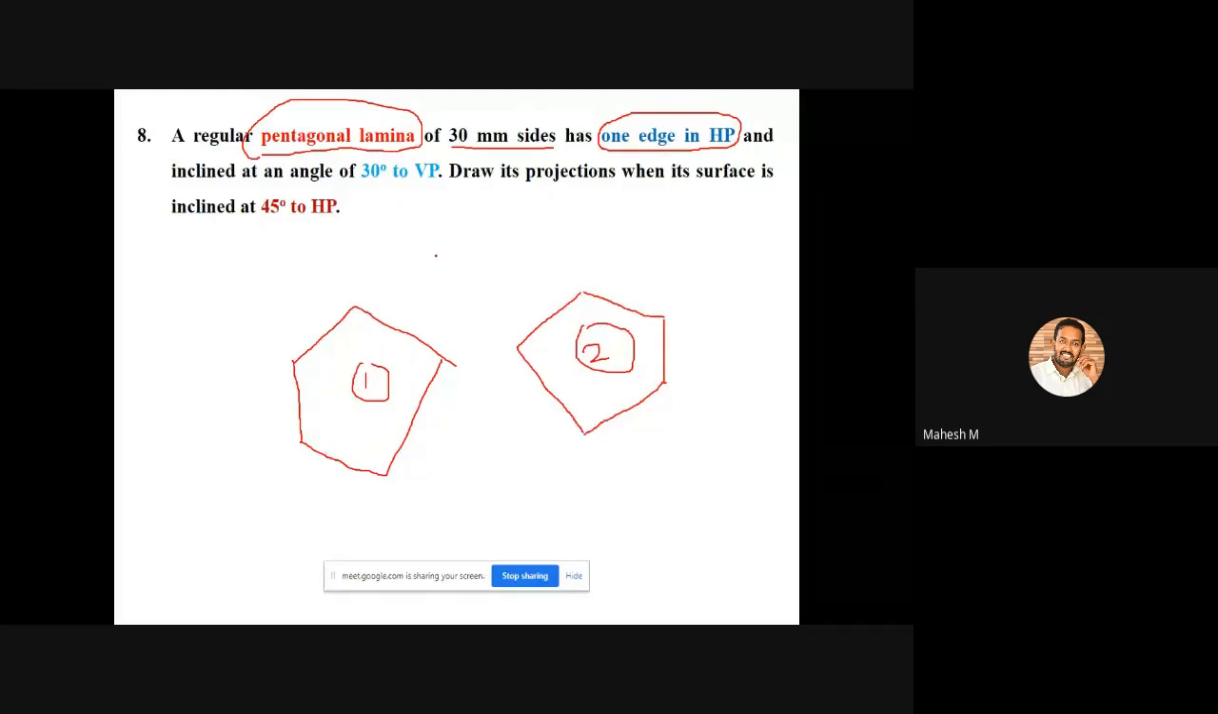Can I please look at this? One edge in HP. Edge and side are the same. Whether it is side or edge, it is the same. Okay. So I already told you this one is a side method and this one is a corner method. So now, for one edge in HP, should we go with the side method or the corner method?